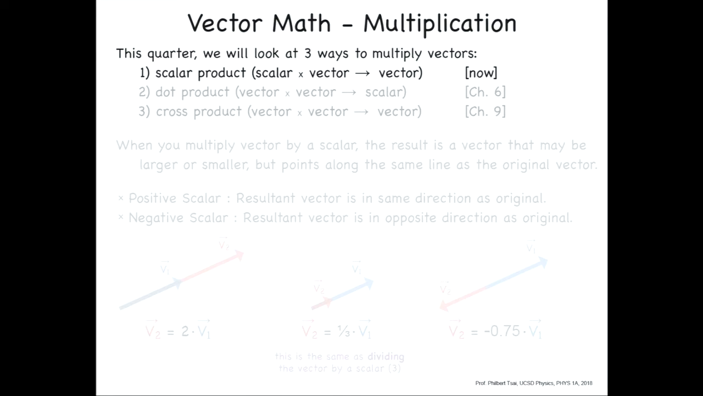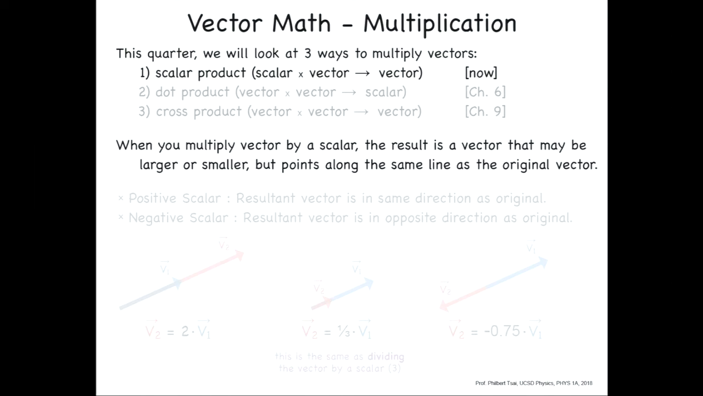So we've already talked about addition of vectors, and this should have been the next slide after that, which would have been the different ways to multiply vectors. So this quarter we're going to look at 3 different ways to multiply vectors. The first is easy. It's taking what's called a scalar product. And again, don't worry about the name. It's just taking a number and multiplying it by a vector. One way of thinking about that is just making something longer.